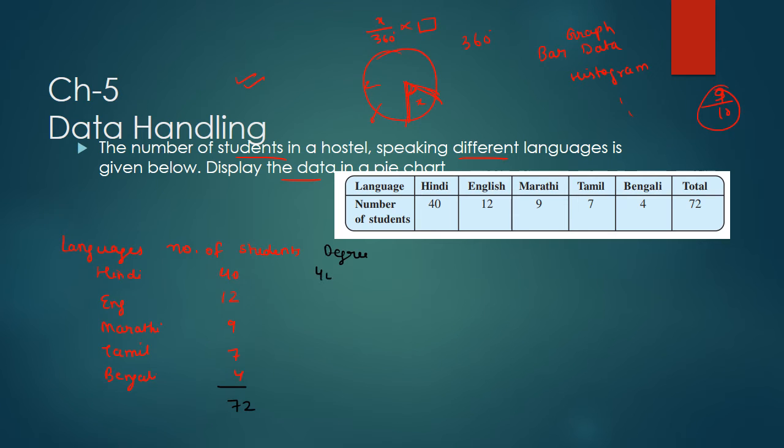Hindi, 40 students out of 72, right? So you have to multiply it with 360 degrees, just like we do in percentage. Then 12 for English out of 72, multiply 360 degrees. Then 9 for Marathi out of 72 into 360 degrees. Then 7 for Tamil by 72, 360 degrees, and 4 by 72 for Bengali into 360 degrees. How much have you got? You can say 360 by 72, 18 4s are, 18 2s are, 4 5s are. So it will always give you 5 here.